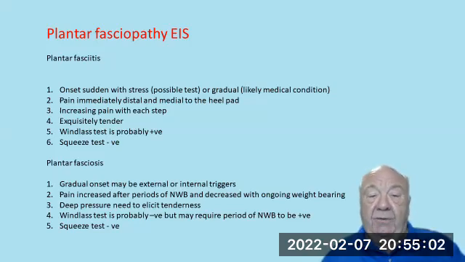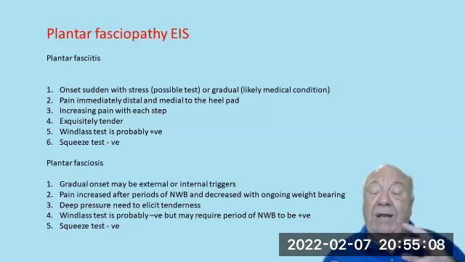There's irritability with this as well. So if they walk too far on this, it will hurt while they're doing it, but when they stop, it will ache for a period afterwards. So this is the typical irritability you see with an inflammatory condition. The windlass test will probably be positive when you do it on a plantar fasciitis.